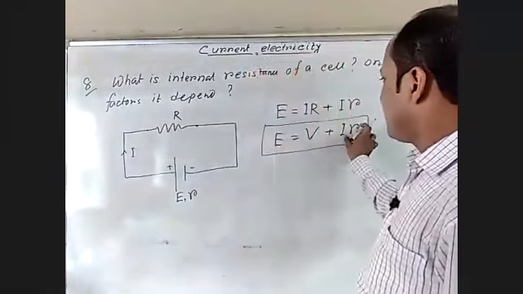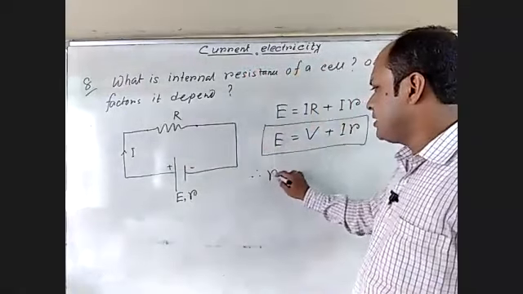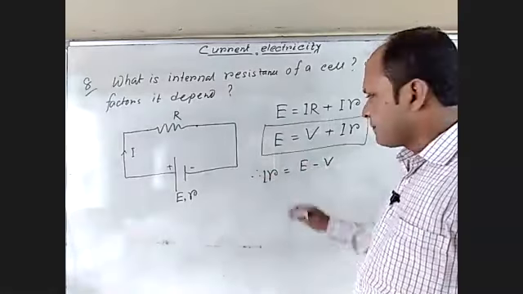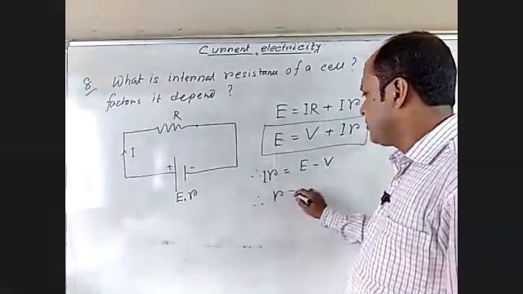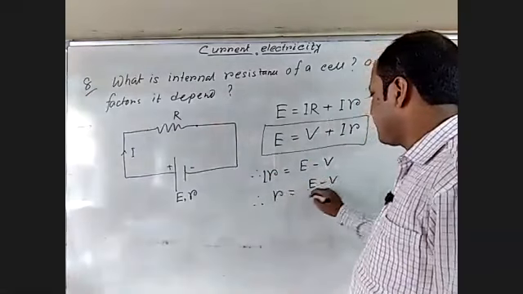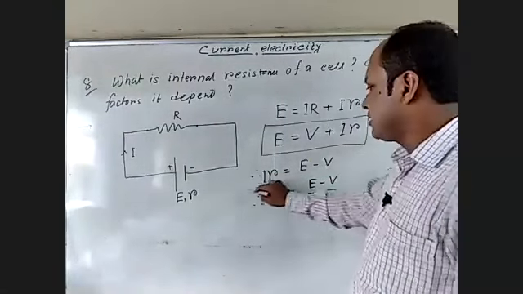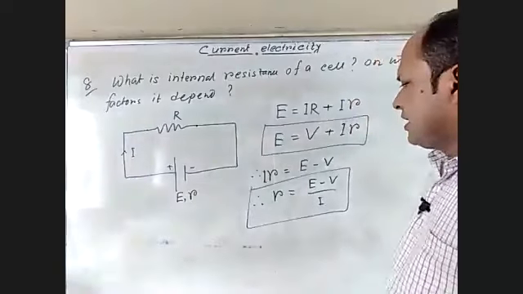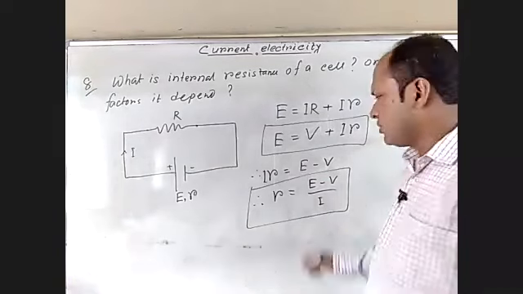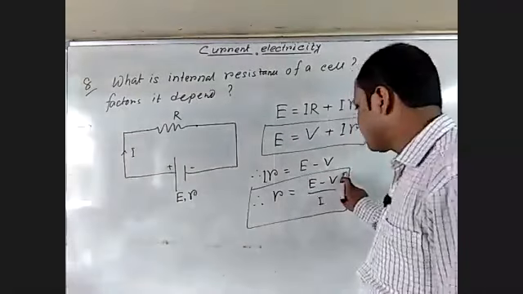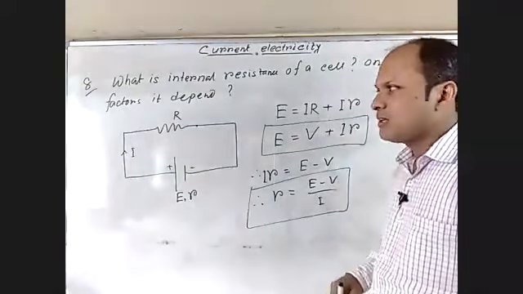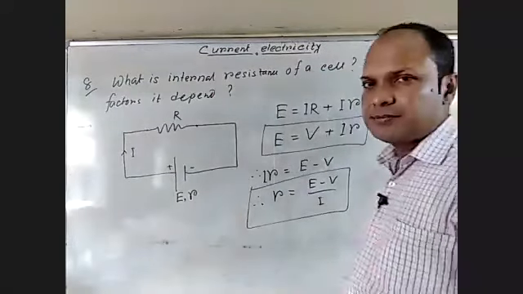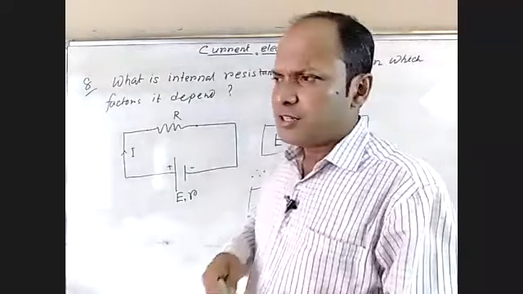It is Ir. So what about Ir? It is E minus V. And what about r? It is E minus V by I. Clear? So internal resistance is equal to EMF minus potential difference divided by current. Now the question is, on which factors does it depend?